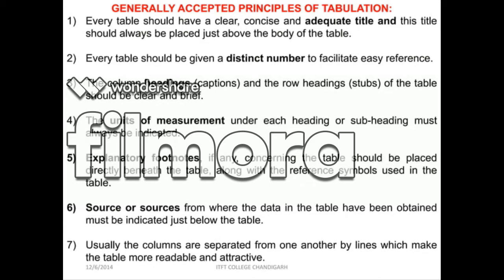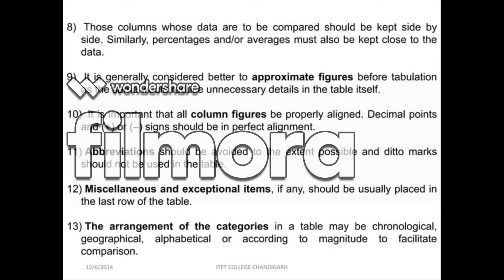The sixth one, source or sources from where the data in the table have been obtained must be indicated just below the table. The seventh one, usually the columns are separated from one another by lines, which make the table more readable and attractive. The eighth, those columns whose data are to be compared should be kept side by side. Similarly, percentages and averages must also be kept close to the data.